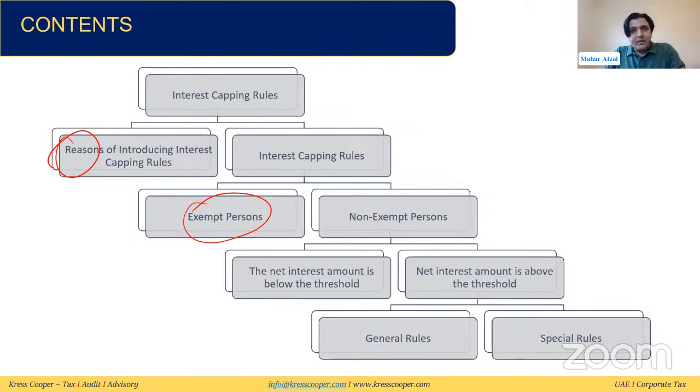It has been mentioned in the law that the minister can set up the threshold. If your net interest amount is below the threshold, then you can claim 100% of the interest amount. And if your net interest amount is above the threshold, there are general rules and special rules as well that we will discuss in detail.